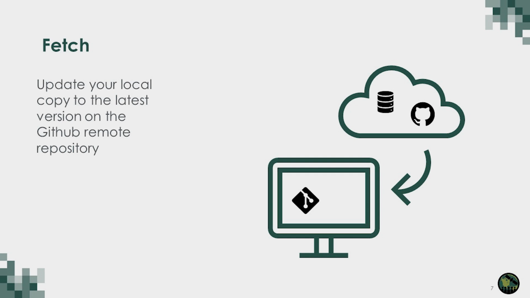This is useful because the owner of the remote repository and other collaborators are likely making changes to the remote repository over time, such as fixing bugs or adding new features. When the remote repository is updated, your local copy is not automatically brought up to date. To retrieve the latest version from the remote repository, you'll need to run git fetch.